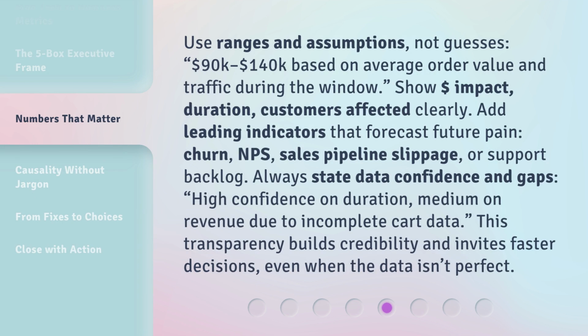Use ranges and assumptions, not guesses. $90,000 to $140,000 based on average order value and traffic during the window. Show dollar impact, duration, and customers affected clearly. Add leading indicators that forecast future pain: churn, NPS, sales pipeline slippage, or support backlog. Always state data confidence and gaps. High confidence on duration, medium on revenue due to incomplete cart data. This transparency builds credibility and invites faster decisions, even when the data isn't perfect.